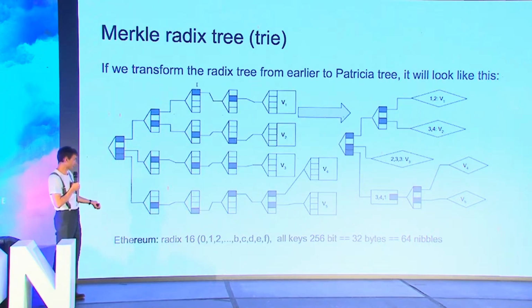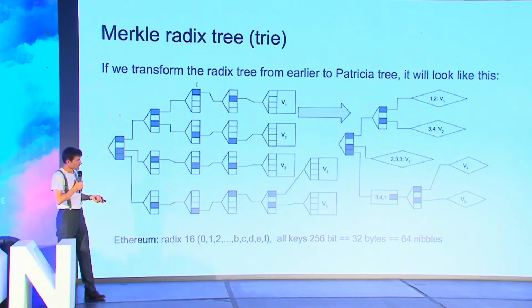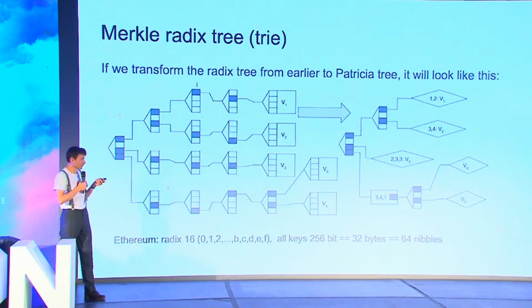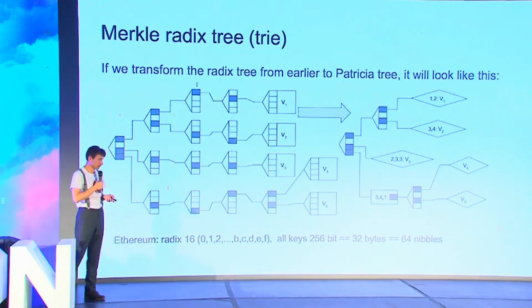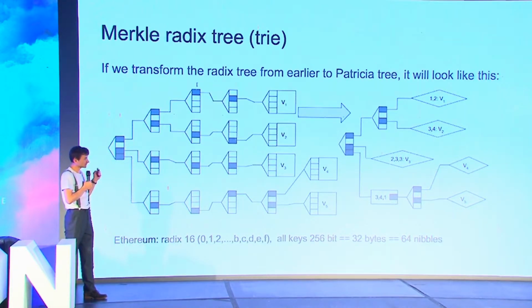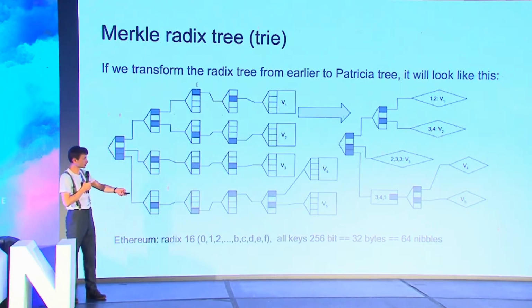And as I said already, Ethereum has radix 16, and also in Ethereum every key gets hashed with a hash function, and the result is always 32 bytes, and that means that with radix 16 the maximum depth of this tree is 64. You can make the computation later on.